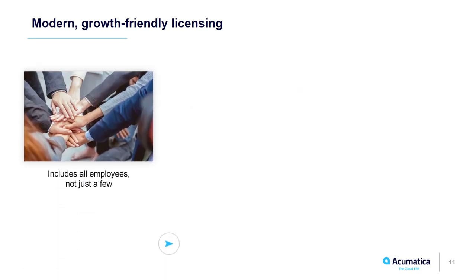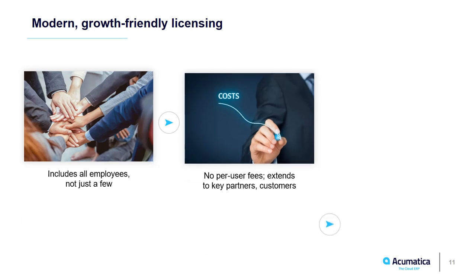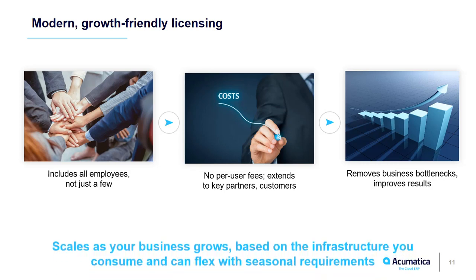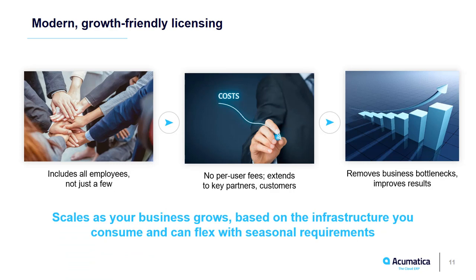Acumatica's modern, growth-friendly licensing enables you to extend the software to all employees, not just a few, because it is consumption-based, not per-user-based. And because it's not per-user-based, you can also extend to key project partners, customers, and subcontractors, helping you to improve communications, remove business bottlenecks, and improve results. Acumatica scales as your business grows based on the infrastructure you consume and can flex with seasonal requirements.